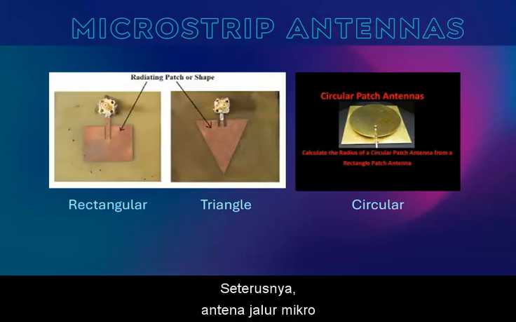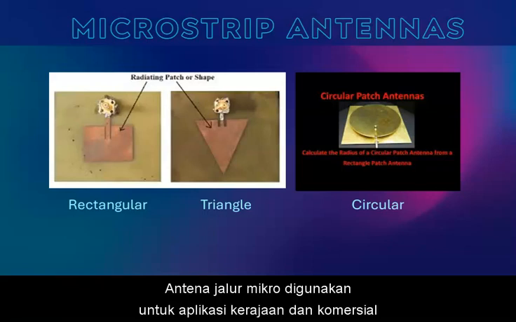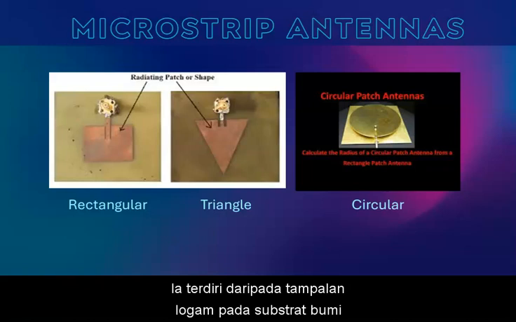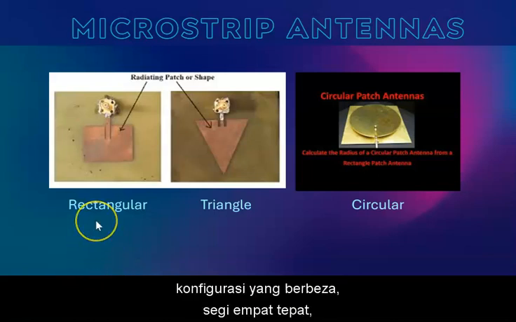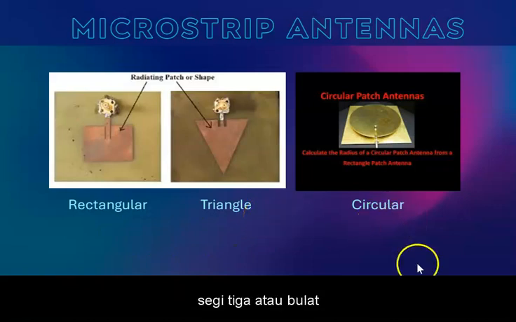Next are the microstrip antennas. These antennas are used for government and commercial applications. They consist of a metallic patch on a grounded substrate. The metallic patch can take many different configurations. Sometimes it can be rectangular, sometimes triangular, or even circular.